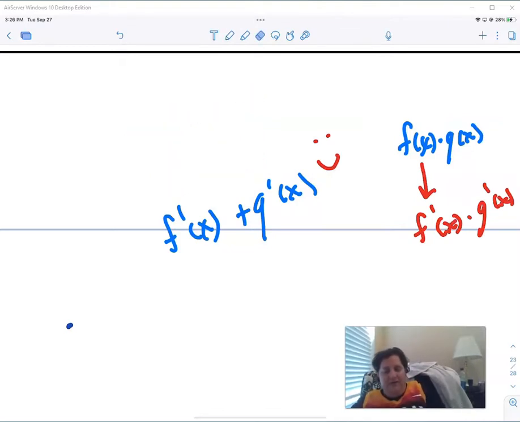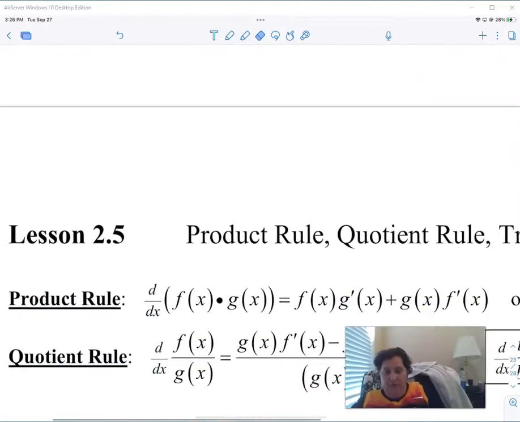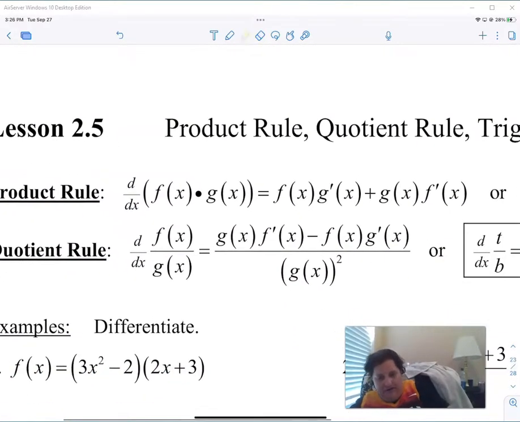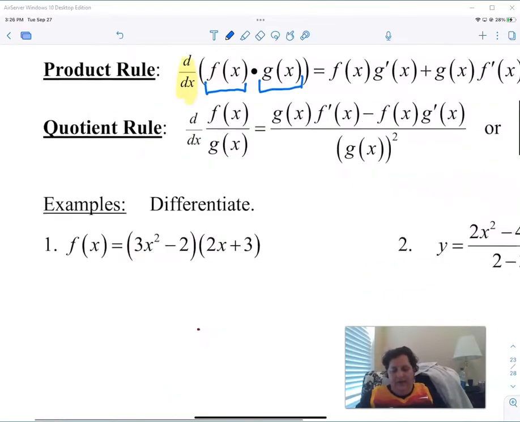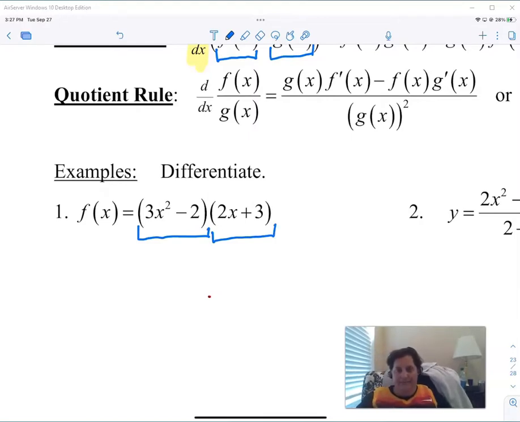So we have to use something called the product rule. Okay, so the first thing is you use the product rule whenever you are trying to take the derivative of two completely separate things, functions that are multiplied by each other. Okay, here is an example. This is a product function. All right.